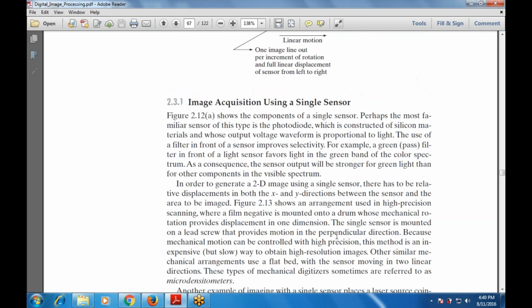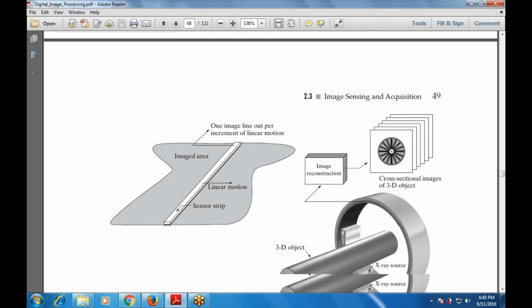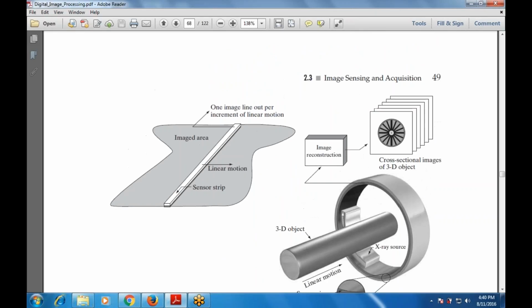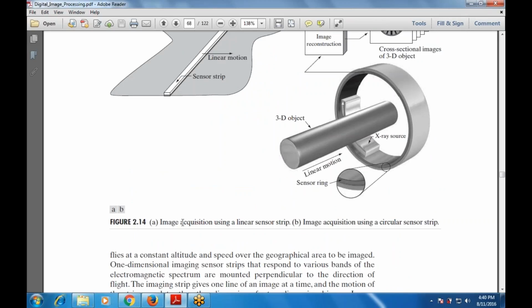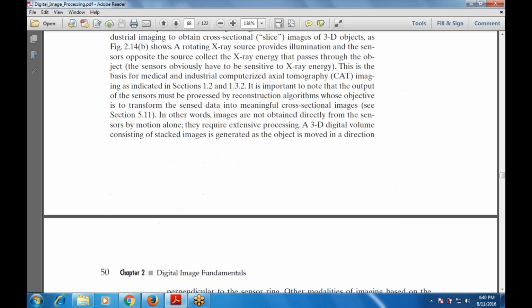So one is a single sensor, and the other is sensor strips, which consist of multiple sensors. A geometry used much more frequently than the single sensor consists of an in-line arrangement of sensors in the form of a sensor strip. First is image acquisition with the linear sensor strip, then with the circular sensor strip. Linear means in a sequence, and the other is the circular sensor strip.